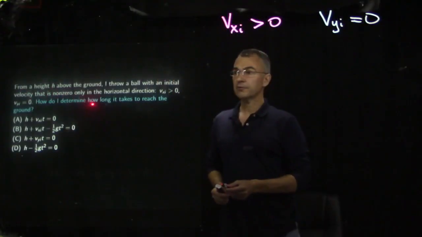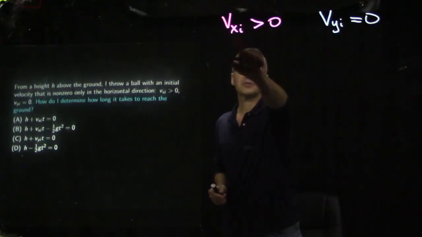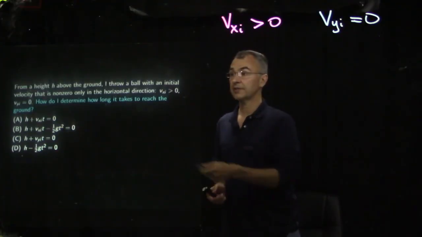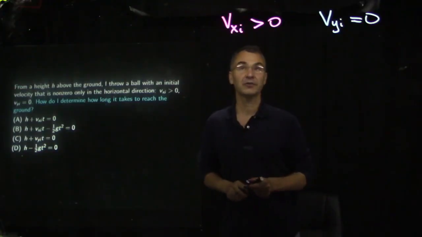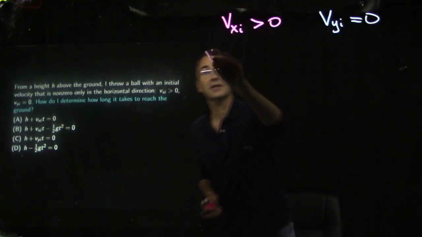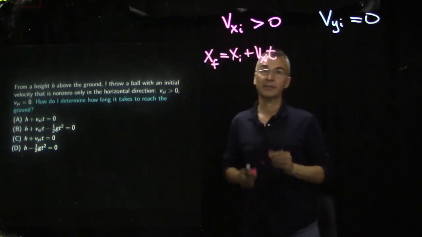From a height h above the ground, I throw a ball with an initial velocity that is non-zero only in the horizontal direction. Vx initial is bigger than 0, but Vy initial equals 0. How do I determine how long it takes to reach the ground? So you can look at these options, and let's see if we can figure that out. I guess we have constant velocity in the horizontal coordinate. X final is x initial plus Vx initial t. That's not telling us anything about the vertical motion.